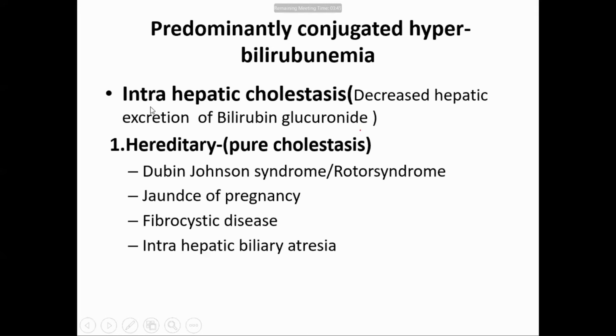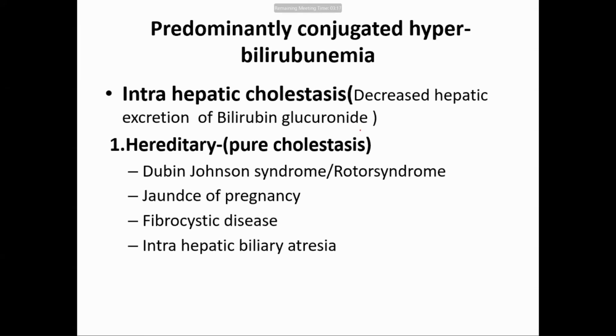Now, predominantly conjugated hyperbilirubinemia, that is the last two, intrahepatic cholestasis and extrahepatic cholestasis. I mean intrahepatic obstruction and extrahepatic obstruction. So what is intrahepatic cholestasis? It means stasis of bile because of obstruction. So intrahepatic obstruction is decreased hepatic excretion of bile. This will lead to decreased flow of bile from the hepatic cell to the ductule. Bile ductules will not excrete, or excretion is decreased.